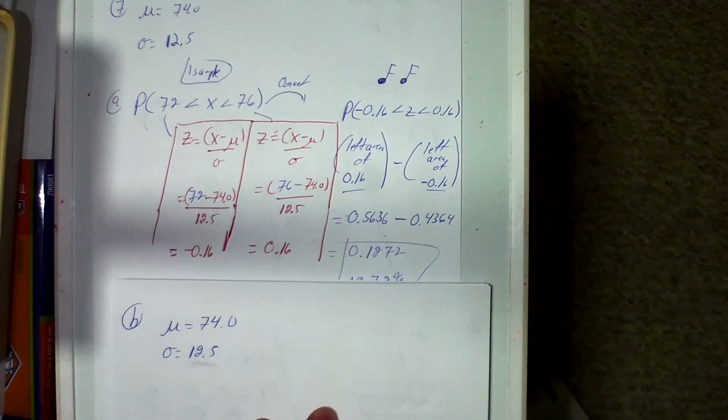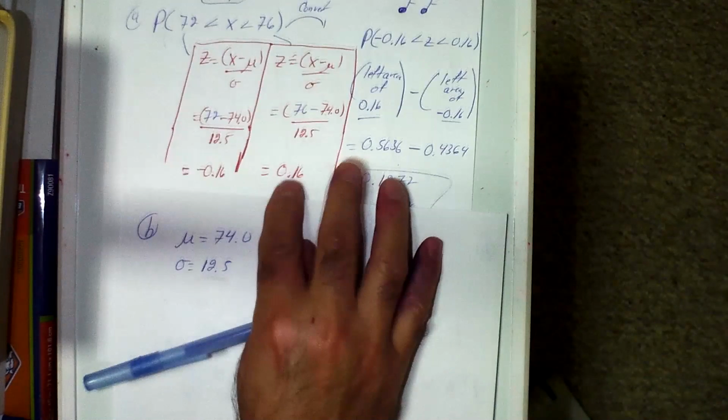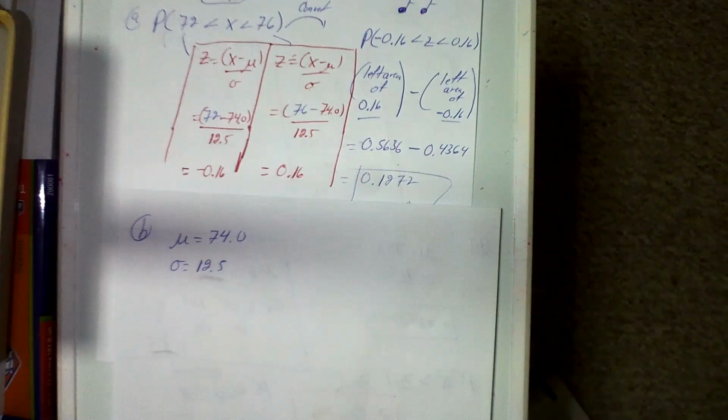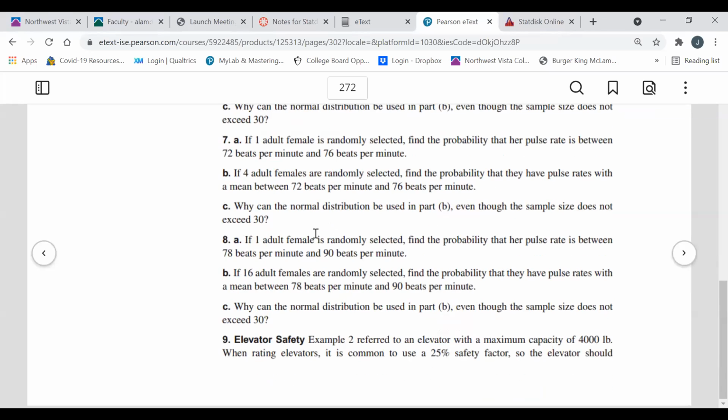All right. Letter B. How many samples are we conducting on letter B? We're doing 4 samples. All right, that tells me right there that I have to do those 2 formulas. And I gotta find the probability of what?